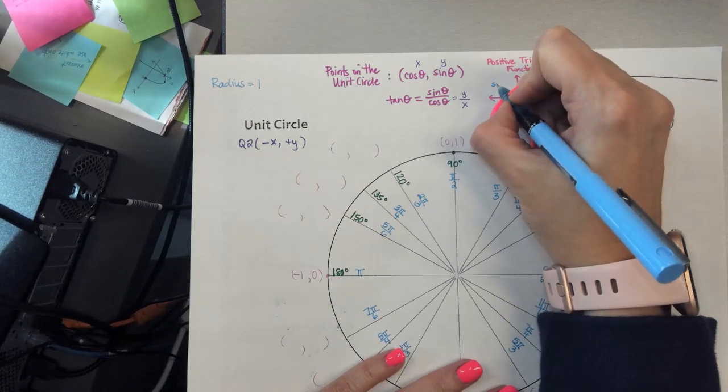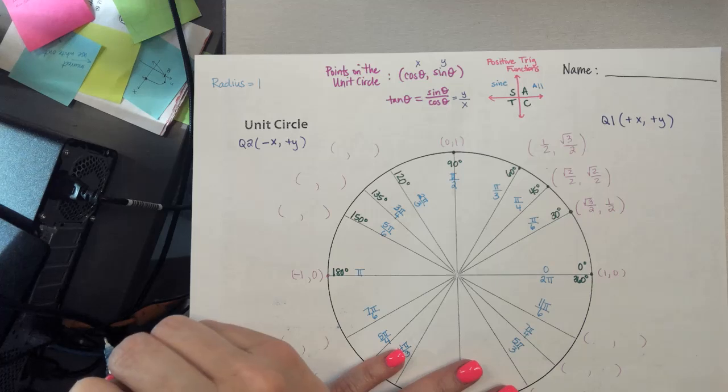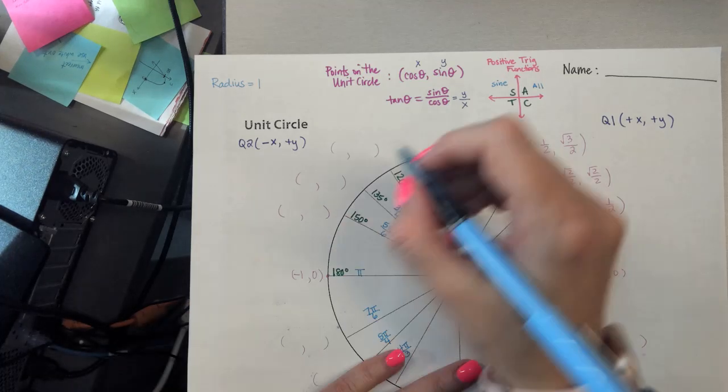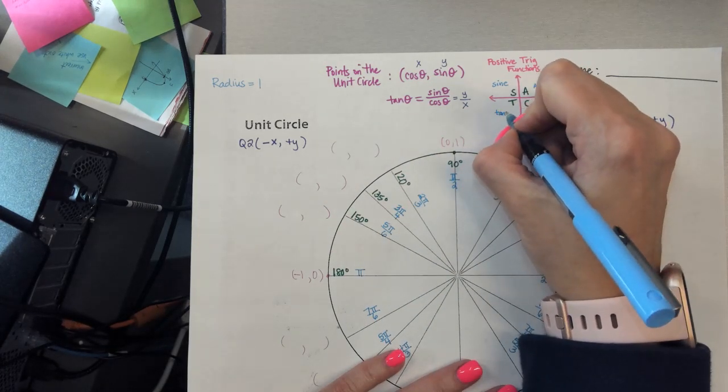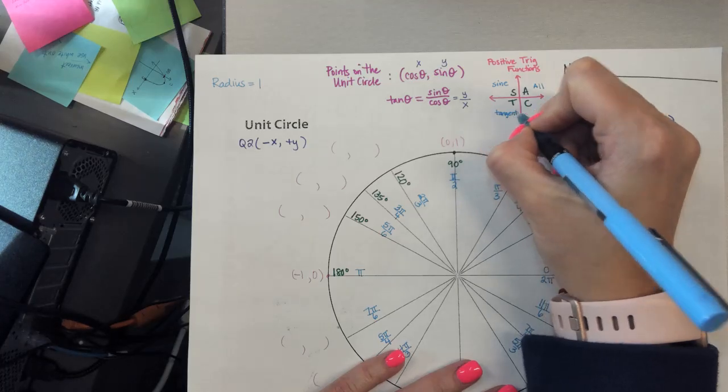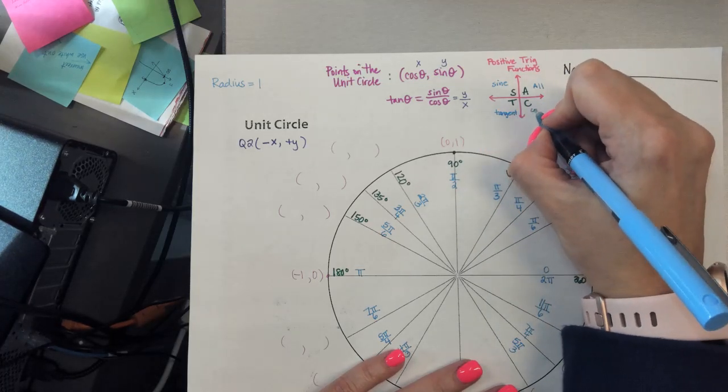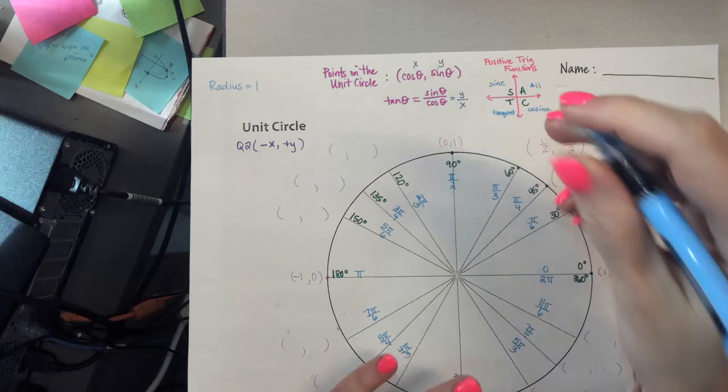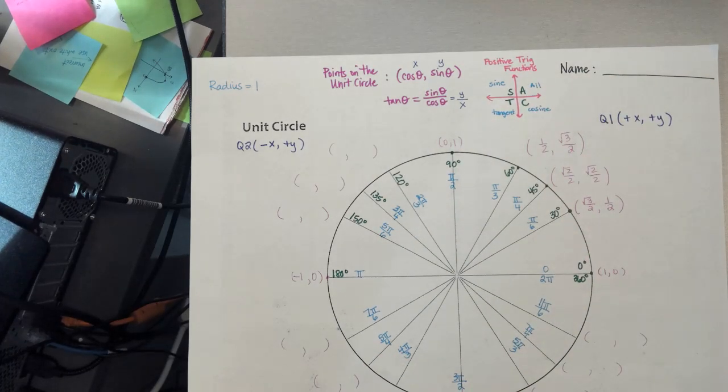The sine function and its reciprocal is positive in quadrant 2. Tangent and its reciprocal. What is the reciprocal of tangent? Cotangent. What's the reciprocal of sine? Oh, not cosine. Cosecant. And what's the reciprocal of cosine? Yep, good.